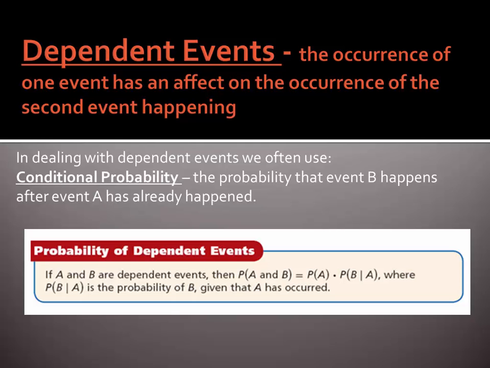So we will still multiply with dependent, just like we did with independent. Y'all ready for an example?